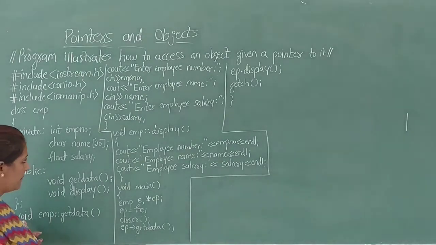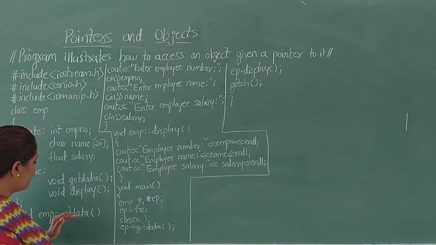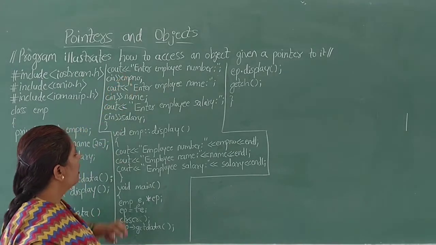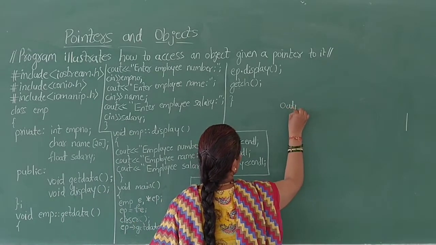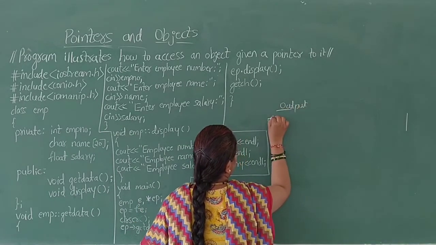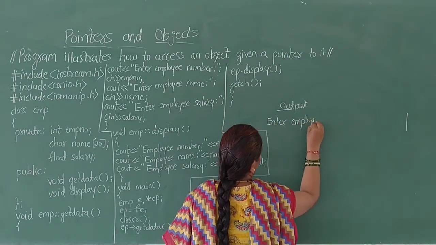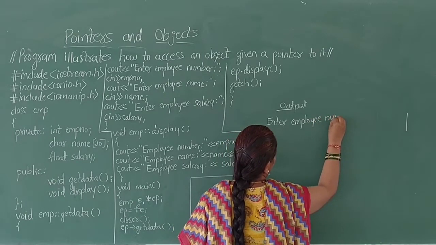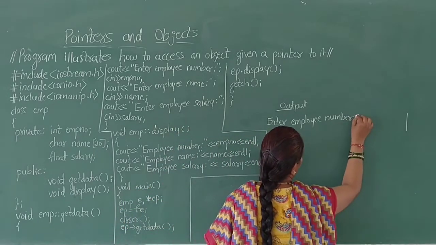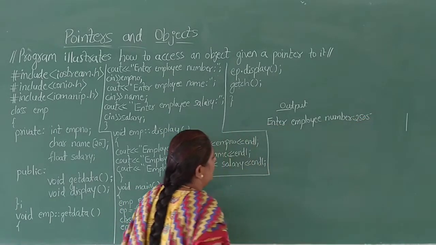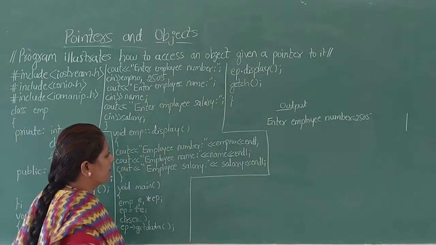with data type void. Okay, and it executes the following statements of member function get data. The first statement executes: Enter employee number. Okay, suppose you enter the employee number 2505, then the emp num value is given as 2505.